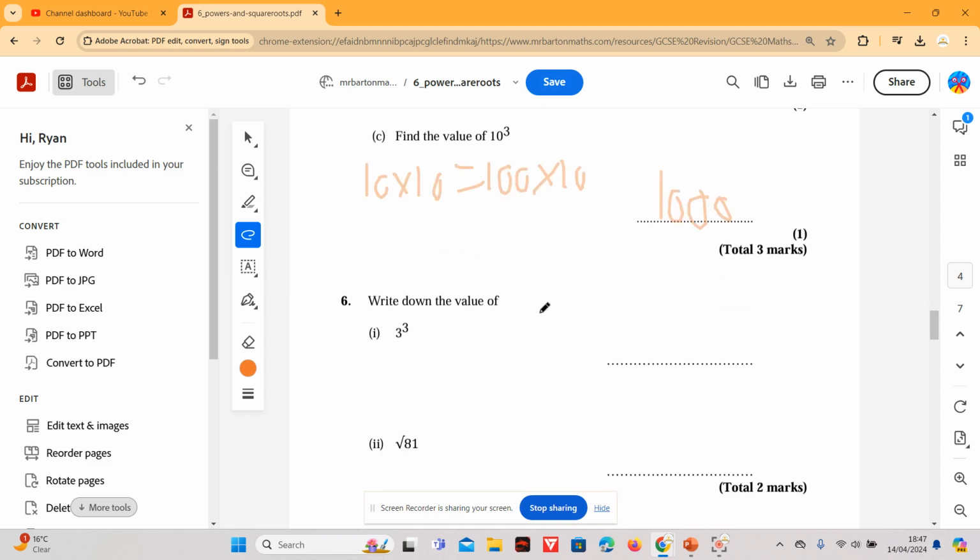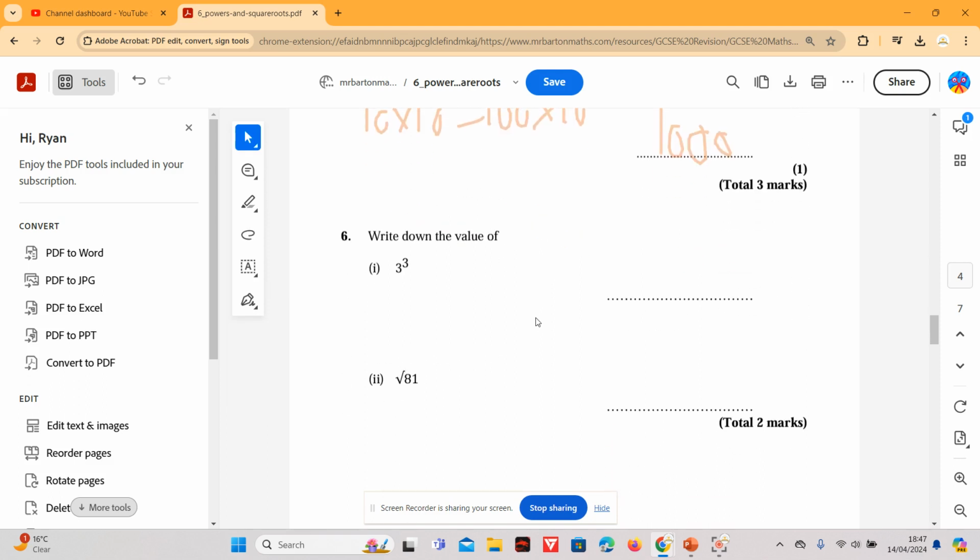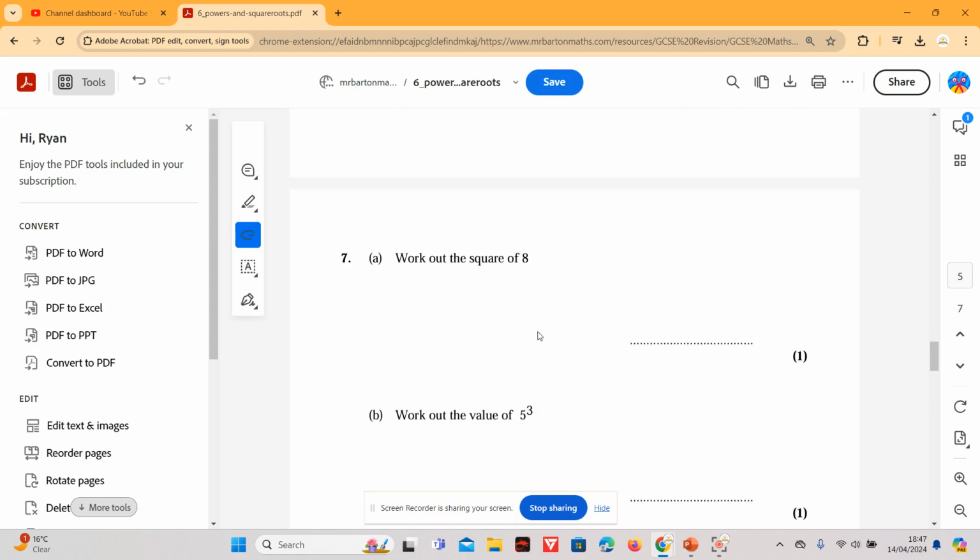Next question, 3 to the power of 3, or 3 cubed, is just 3 times 3 times 3. And if you do that, you get 27. Square root of 81 is 9. Find the square of 8. That means 8 times 8. And that will be, I only put 16 there, but that will be 64.